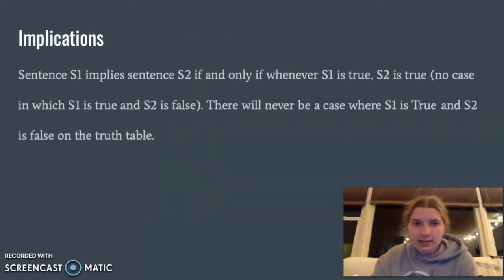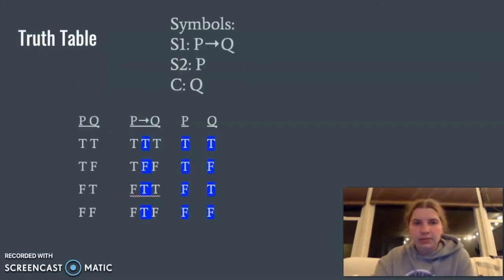The next thing we can test is implications. With implications, sentence S1 implies sentence S2 if and only if whenever S1 is true, S2 is true. There should not be a case where S1 is true and S2 is false on the truth table. So let's look back at the truth table. Once again, S1 has to be true and S2 has to be true for it to imply.